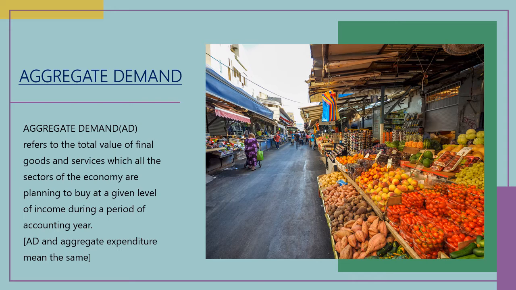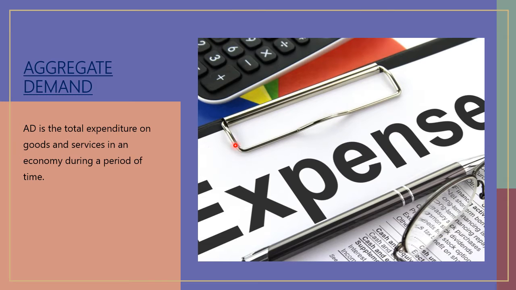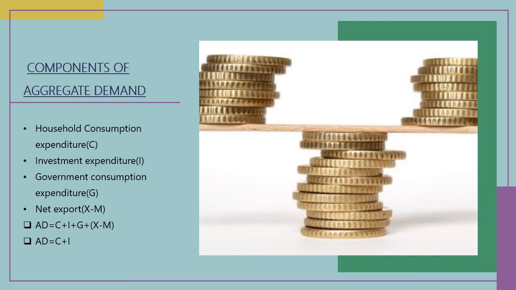Aggregate demand is nothing but the total value of all final goods and services which all the sectors of the economy are planning to buy at a given level of income. The word aggregate means total. Okay, so in economics we call it a total. So it is the total demand for all the final goods and services. Aggregate demand is also called the total expenditure on goods and services in the economy during a period of time, maybe 1 year or 2 years. So for a particular period of time, the aggregate expenditure is the total expenditure. Okay. So what is aggregate supply?